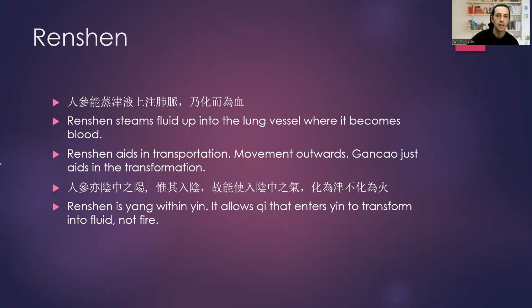Okay, and so there's a quote again from Zhang Zongxiang who says, Ren Shen is yang within yin. It allows qi that enters yin to transform into fluid, not fire. So this is almost like a Li Dongyuan kind of idea of a yin fire, where this qi is more denoting yang qi, right? So if you have yang qi coming down, but you have a deficient spleen that's unable to transform and transport these fluids and this essence outwards, and it's just stuck there.